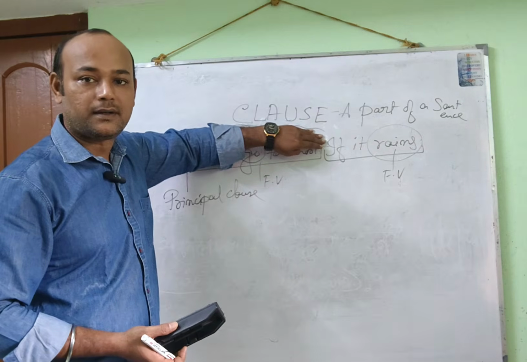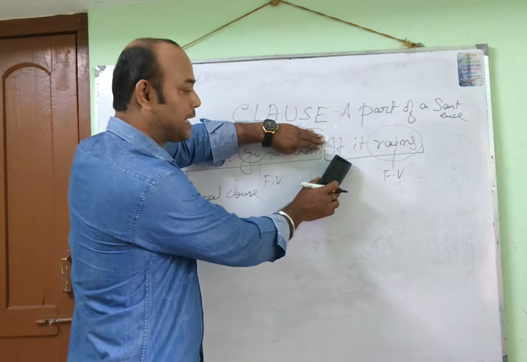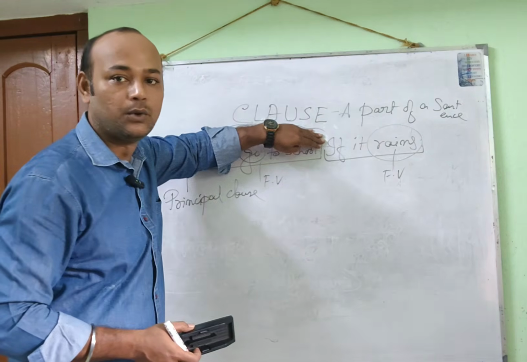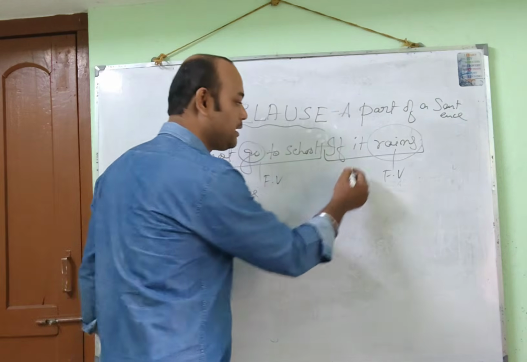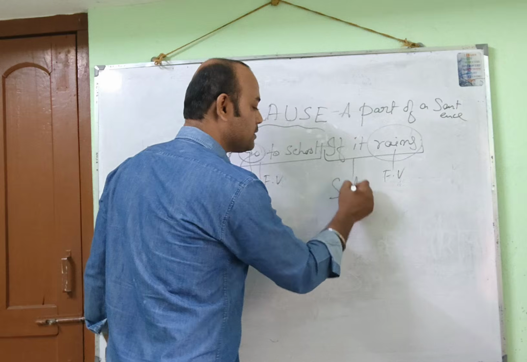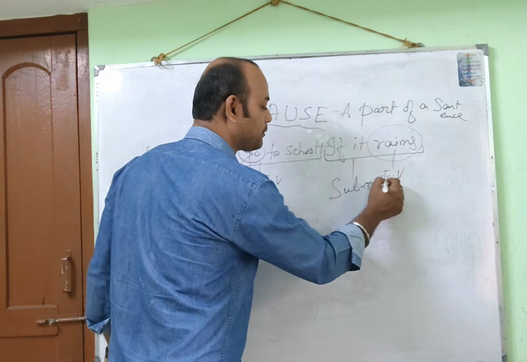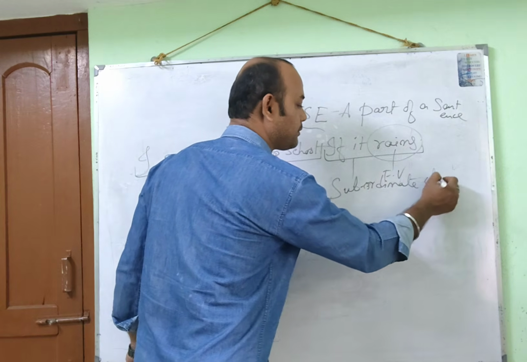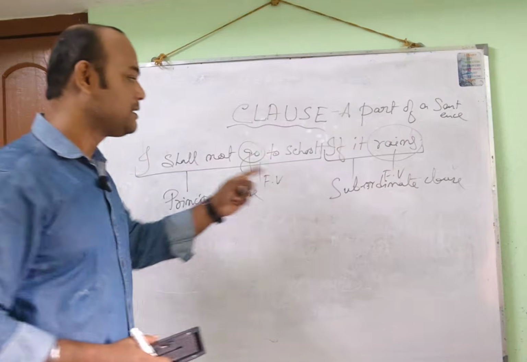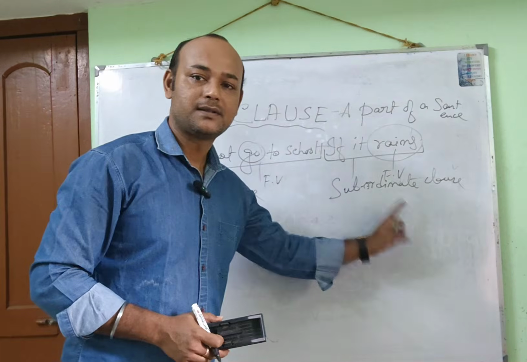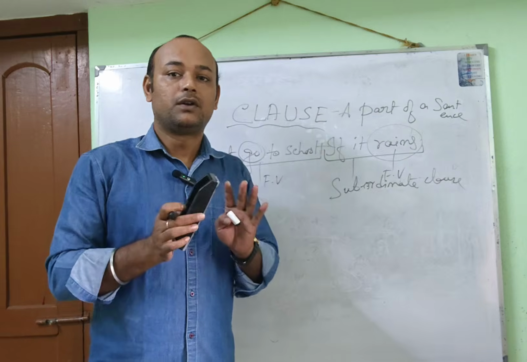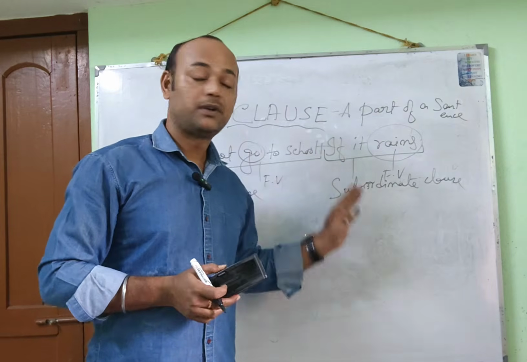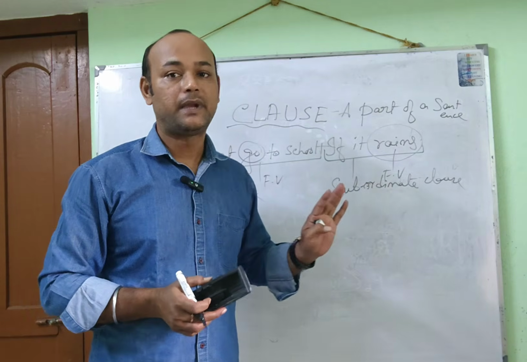Now remove this part. Can you write this? If it rains? No, you can't write this because it doesn't have a complete meaning. That's why it's called subordinate clause. So in this sentence, we have one principal clause and one subordinate clause. Remember one thing, without principal clause, we cannot make a sentence. Only subordinate clause can never make a sentence.